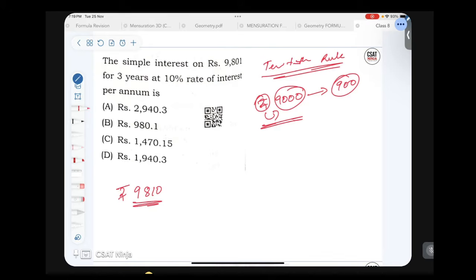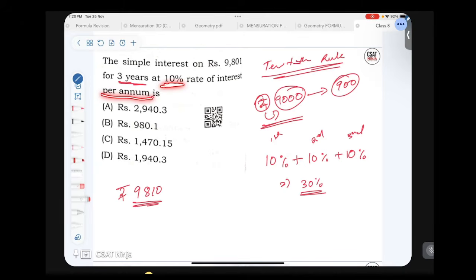And the question says the rate of interest is 10%. But remember, we are talking about 3 years. That means 10% for the first year, 10% for the second year, 10% for the third year. So this is first year, second year, and third year. So total will be how much? 30%. Since the question says the rate of interest is 10% per annum, that means per year, okay? Year 1 is 10%, year 2 is another 10%, year 3 is another 10%.